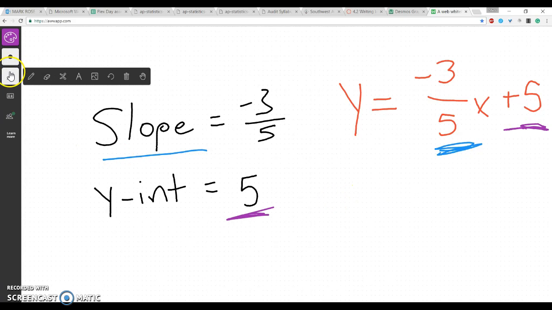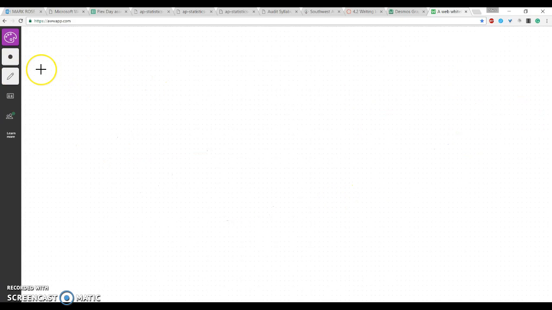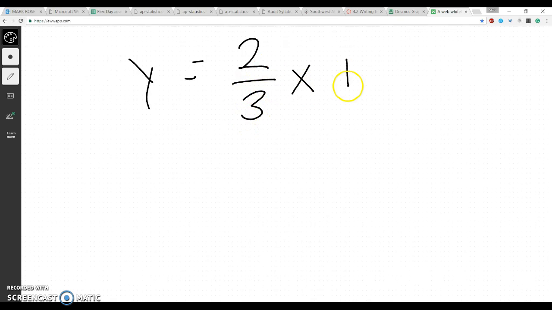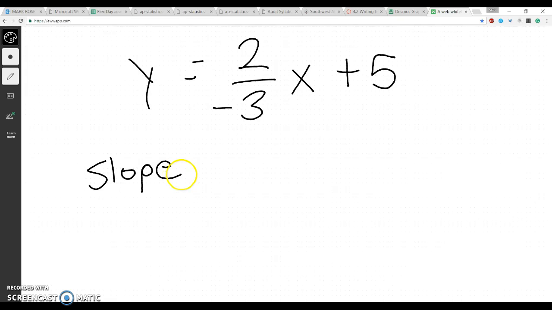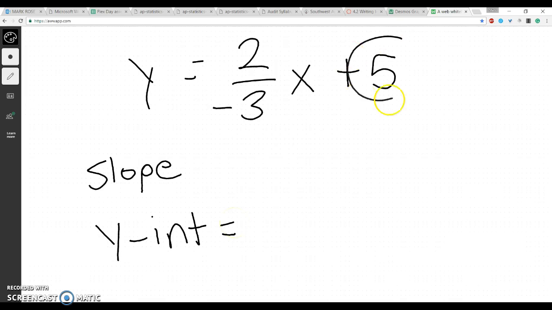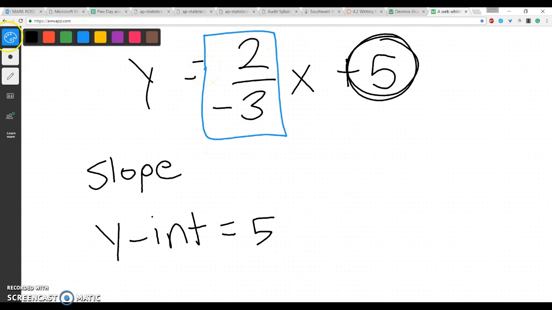Let's see a case where instead we are going to actually write the slope and the y-intercept given a line equation. So let's say I was given this line equation. And they wanted me to write the slope, and they wanted me to write the y-intercept. My y-intercept for this problem would be this number out here, which would be 5. My slope for this problem would be that number right here.